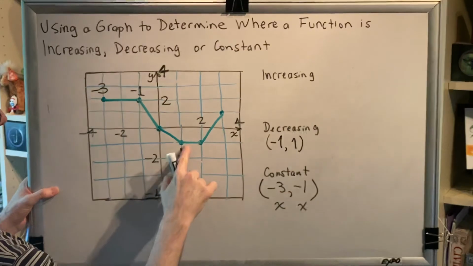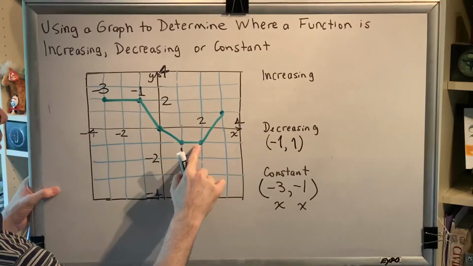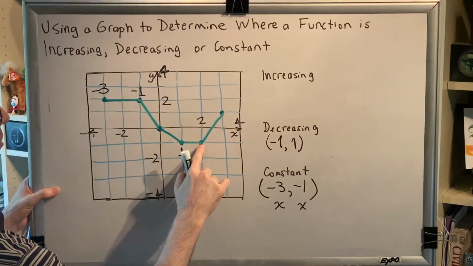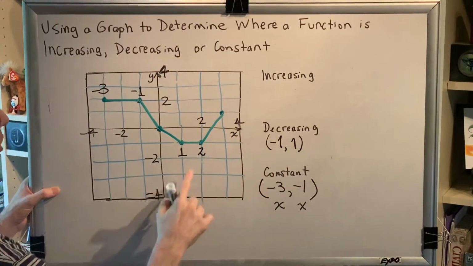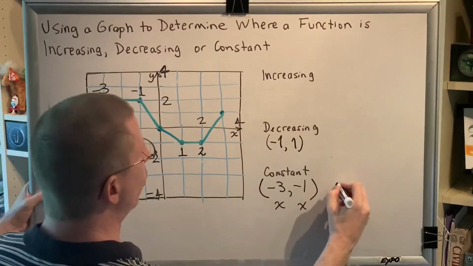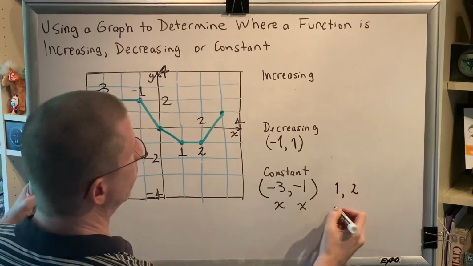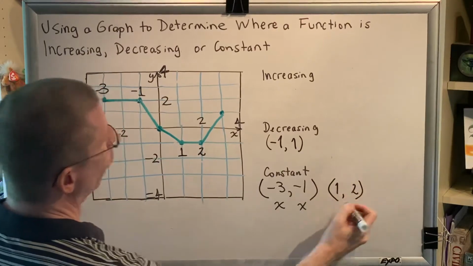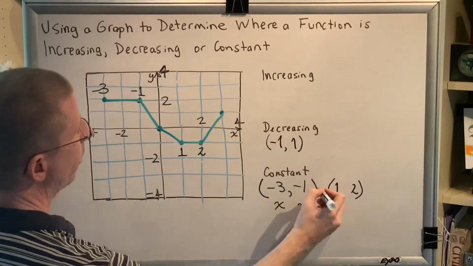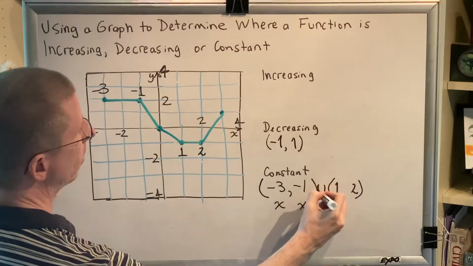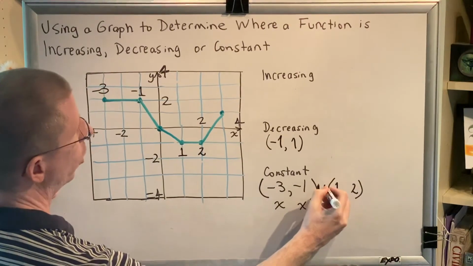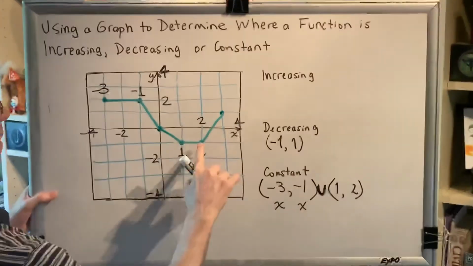All right, now we are in a new category, constant, and we are constant from here to here. The x-coordinate of this point is 2. So this gives us a second interval where we are constant. It is, as always, an open interval, and when you try to connect two intervals together, you do so with the union symbol, this capital U for union. All right, and then we continue on.